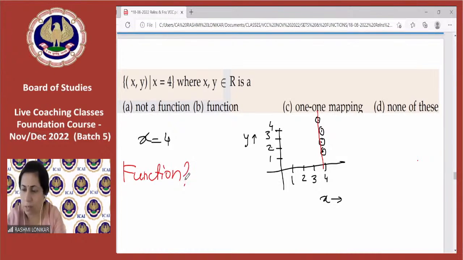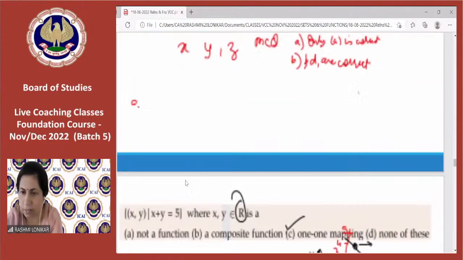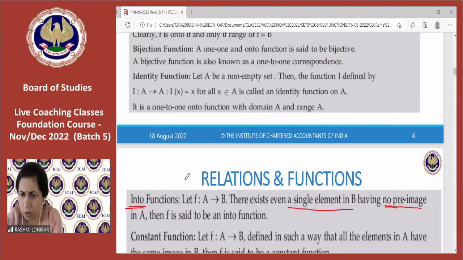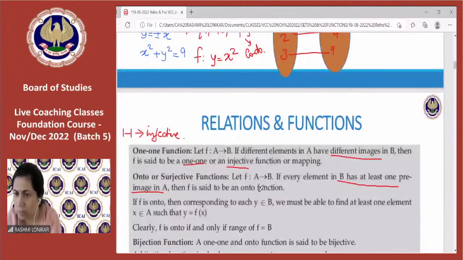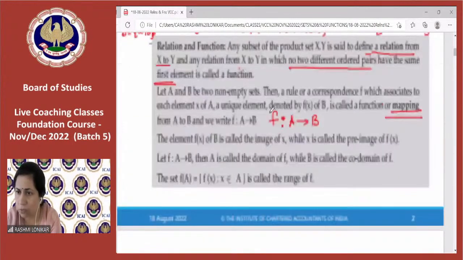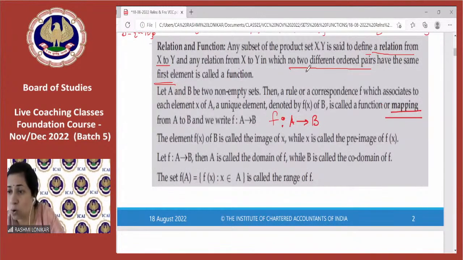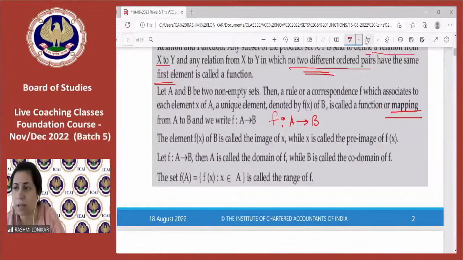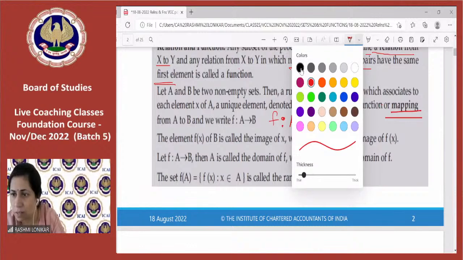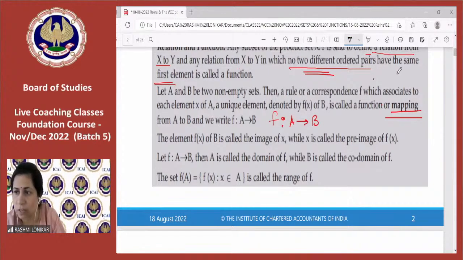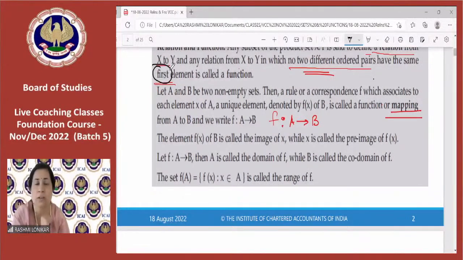Let me go back again. I want you to understand this very clearly. What does the definition of function say? That no two different ordered pairs have the same first element.